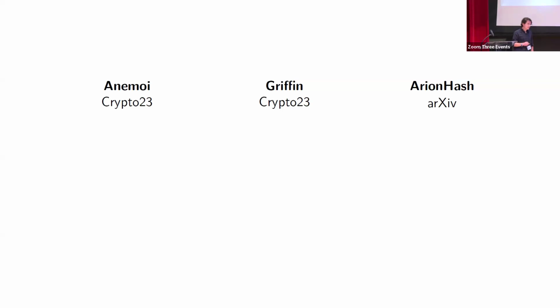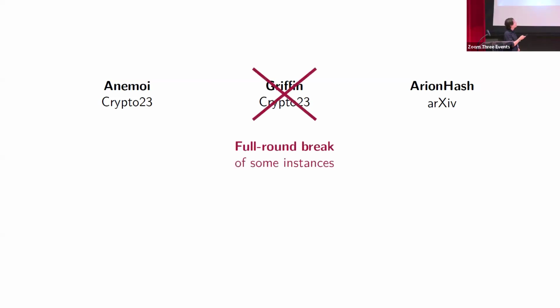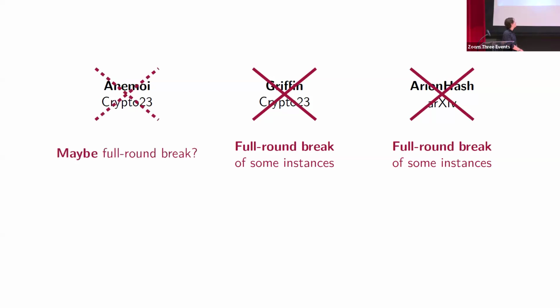So in this cryptanalysis paper, we looked at these three families of primitives. Anemoy and Griffin, which were presented at Crypto last year, and Arion hash. In this paper, we provide a full break of some instances of Griffin, likewise for Arion. And as for Anemoy, well, it's a little more complicated, and we'll see why.